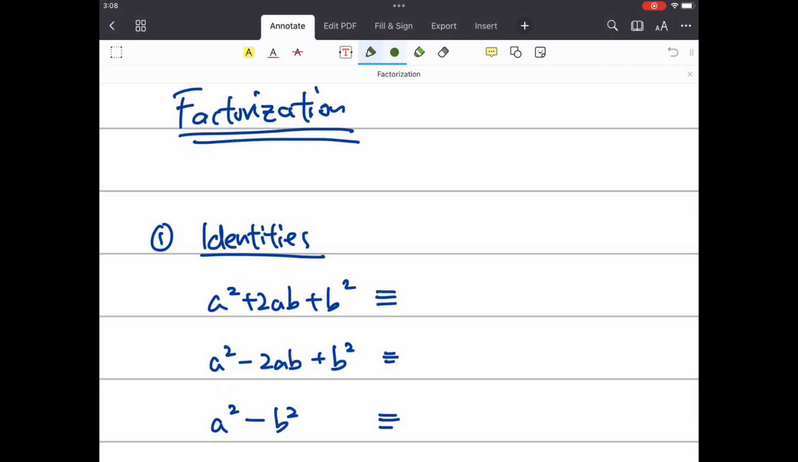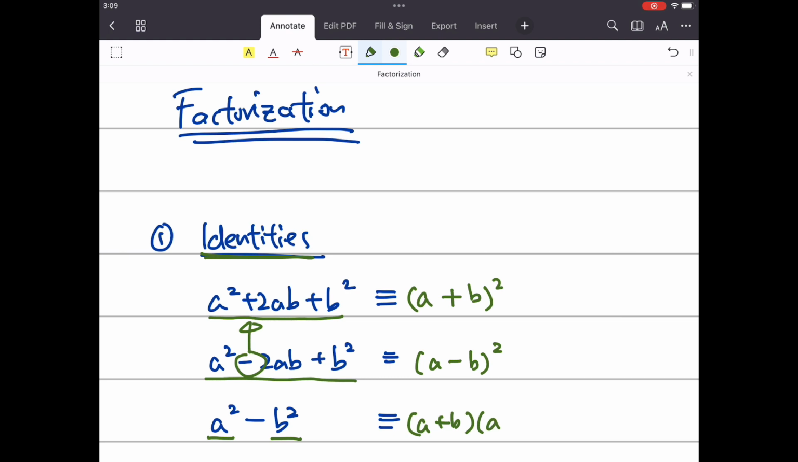In this video, we are going to talk about factorization. You need to identify three identities. The first one equals (a + b) squared. The second one is differed by the second term, and it equals (a - b) squared. The last one is the difference of two squares, and it equals (a + b)(a - b).